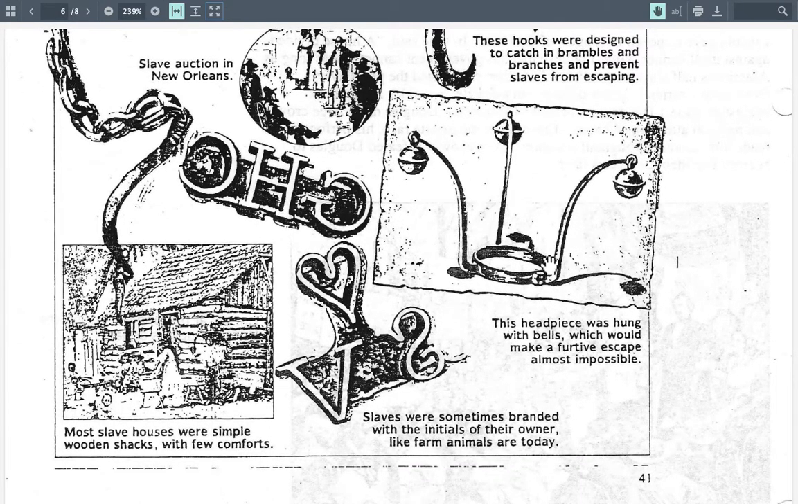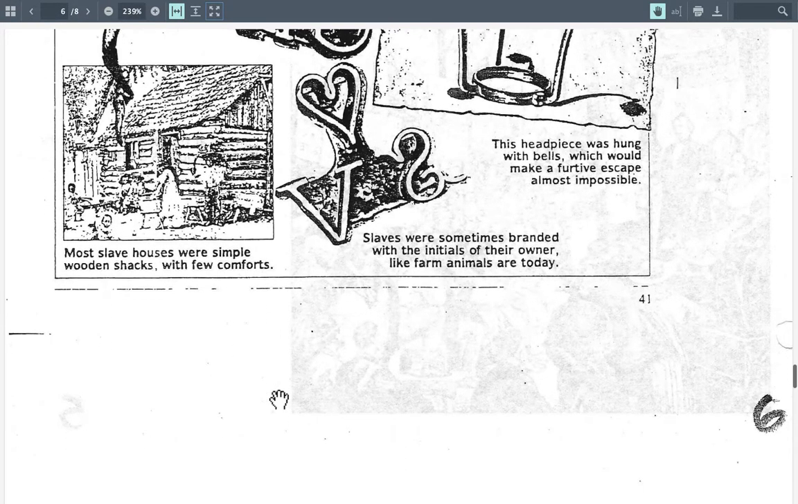This headpiece was hung with bells, which would make a furtive escape almost impossible. Slaves were sometimes branded with the initials of their owner, like farm animals are today. This would be on the end of a metal prod. They would heat this up till it was glowing red, and then push it into the flesh of the slave to sear in the mark. That's what branding is. So that would show ownership of that slave. Most slave houses were simple wooden shacks with few comforts.